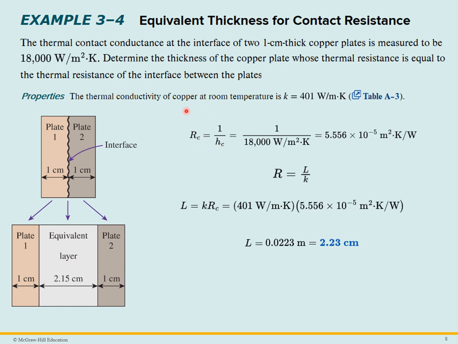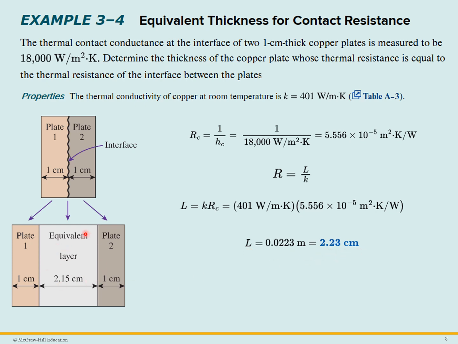First thing we do, we calculate the contact resistance, 1 over h_c. Since we're given the value for h_c, we can calculate that. And R is equal to L over k, where L is the thickness of the layer and k is the thermal conductivity of copper. Here we can look in appendix Table A3. k is 401 watts per meter Kelvin for copper. So we can solve this for L, with the resistance we found up here. L turns out to be 2.323 centimeters.